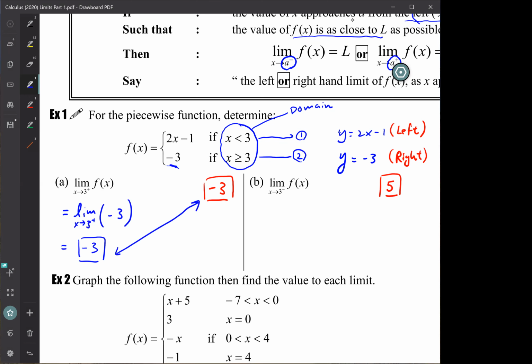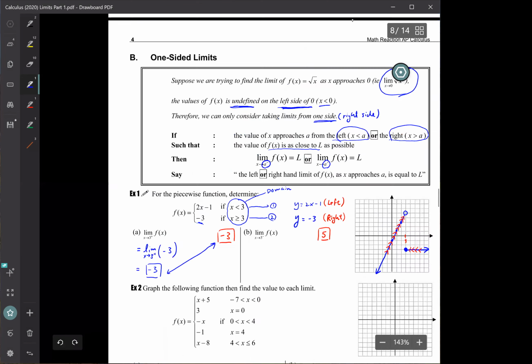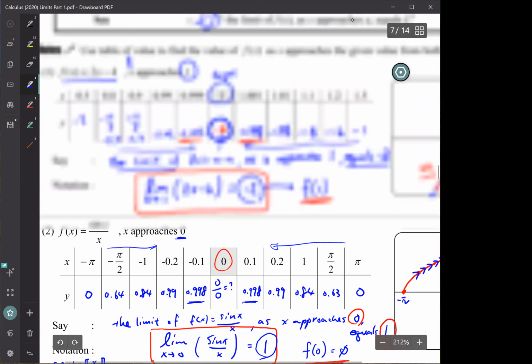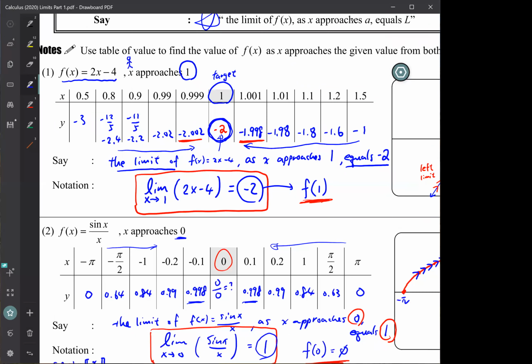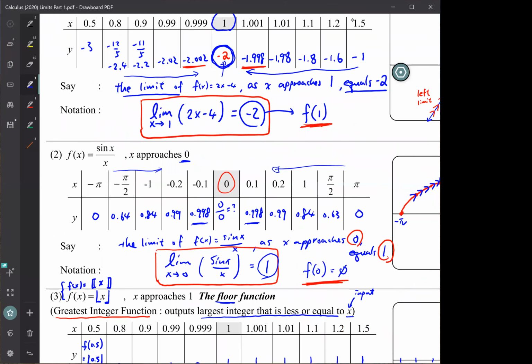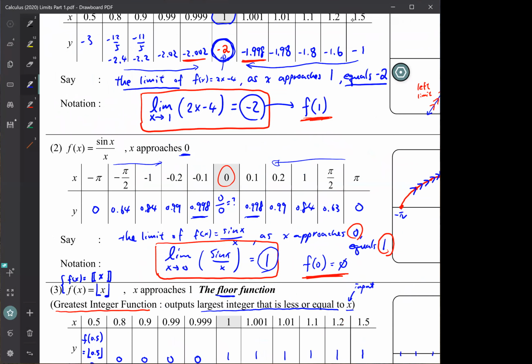Make sense so far? Because when we did the previous page, we could also find the limit by subbing in a value. Remember example 1? I can find -2 if I just plug in 1, right? I plug 1 into it, I can get -2. Only if it's not undefined, then I can do that. If it's undefined, I have to use a table. If it's okay to plug it in, I just plug it in, okay?